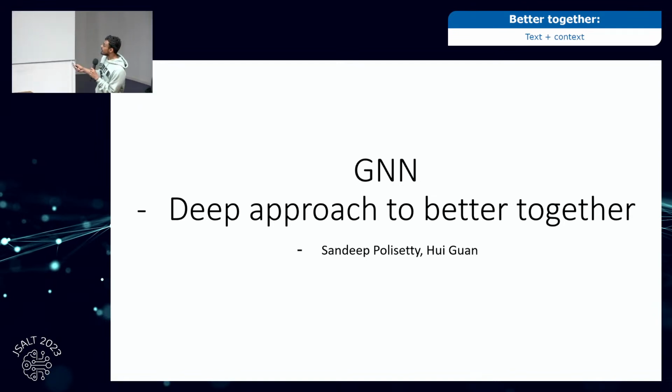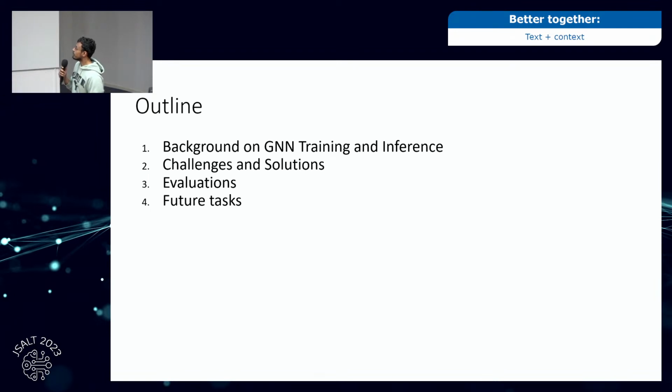Hi. So I'll be discussing the GNN approach, which is another way to combine the text and the citations. So a brief outline of how I'm going to proceed is with a background of GNN training and inference, and then the challenges and solutions to the challenges we had to handle when we scaled to this extreme data set, and a summary of our evaluations and what we plan to do in the future.